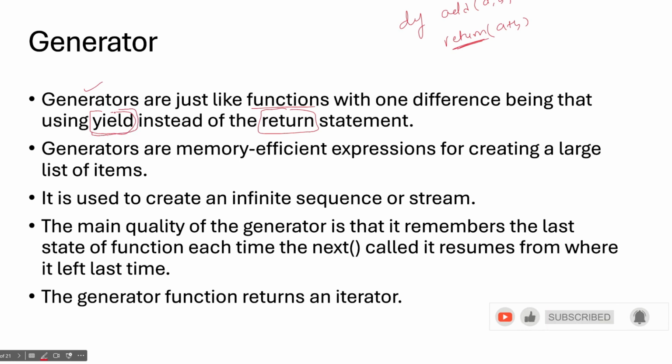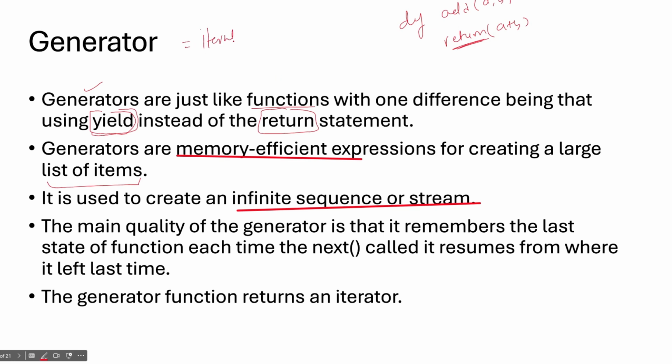It is similar to an iterator; it will return an iterator. So again it is memory efficient, just like an iterator, for generating a large list of items. You can also create sequences and streams, just like we create using iterators. So generator is one step up, or you can say generator equals iterator plus plus. It is an improvement, an evolution of the iterator. Ultimately the iterator has improved here. How it improved, I will show you.